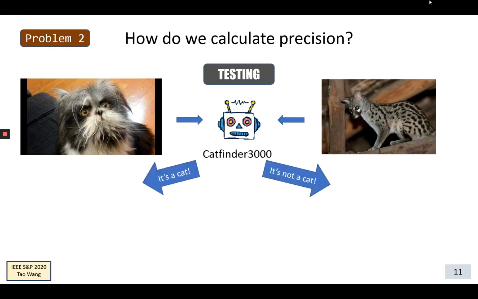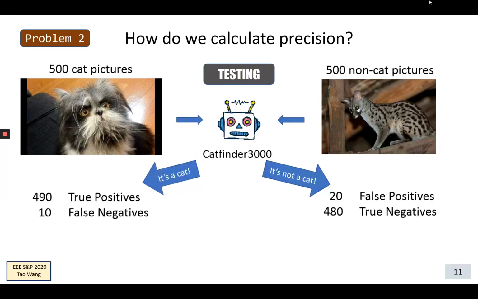It is a cat, and the Cat Finder 3000 says it is. That's good. On the right, it is not a cat, and the Cat Finder 3000 says it's not a cat. So, okay, this classifier is pretty good. It achieves 490 true positives and 20 false positives. And Bob is going to say, okay, I know that positives, the precision is calculated as the fraction of positives that are true. So I'm going to plug in those numbers and get a precision of 96%. Is this correct?